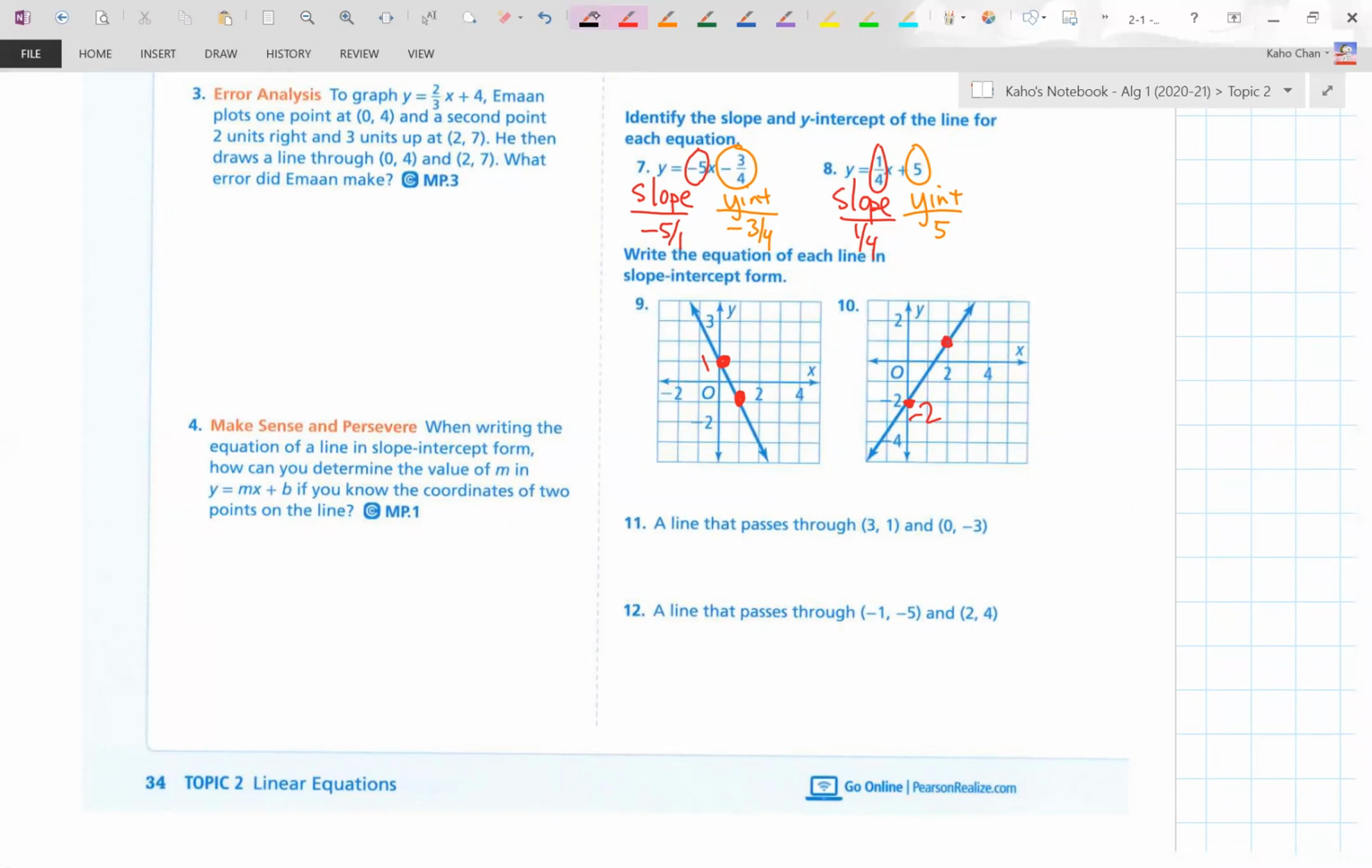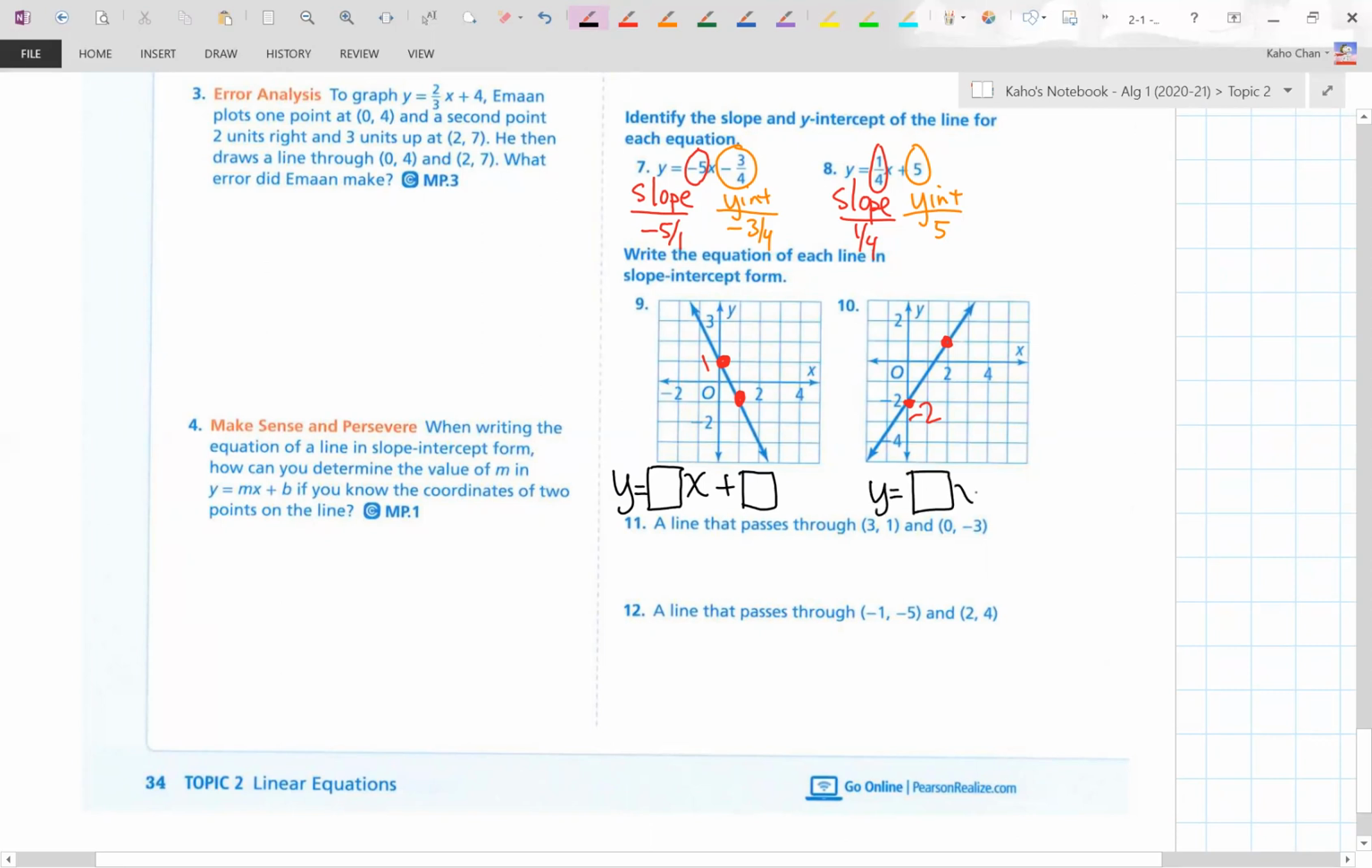Number 9, y equals mx plus b, and same thing with number 10. Sometimes I write boxes to represent what we're trying to figure out. All right. So for number 9, the y-intercept is 1. Great. And number 10, the y-intercept is -2. Put that in. That was easy.